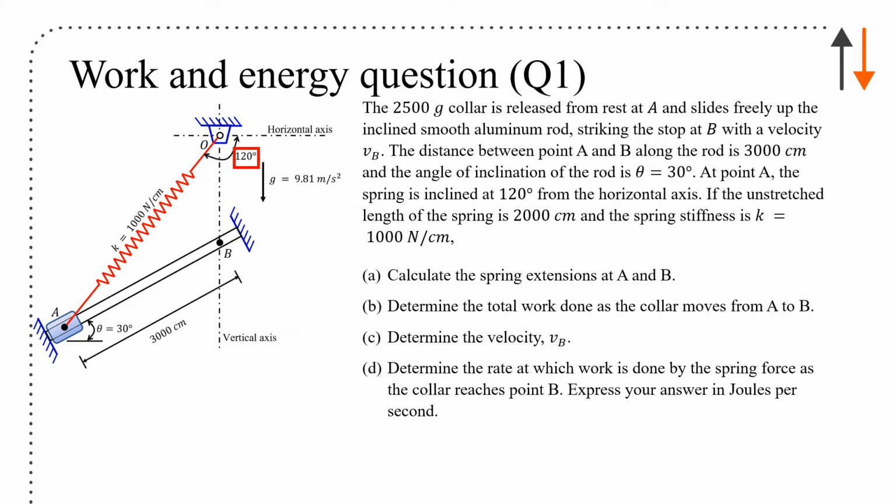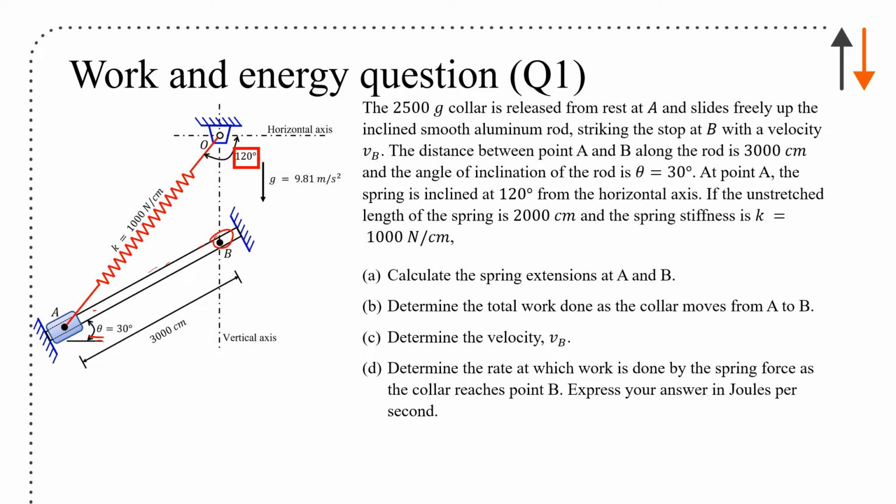So the main thing here is a 2,500 gram collar is released from rest at A, slides freely up the inclined, smooth aluminum rods, hitting a stop at point B. So it's sliding over this right here, and it stops there with a velocity that's not given. Distance between point A and point B along the rod is 3,000 centimeters, and the angle of inclination of the rod is 30 degrees, so that's theta down here.